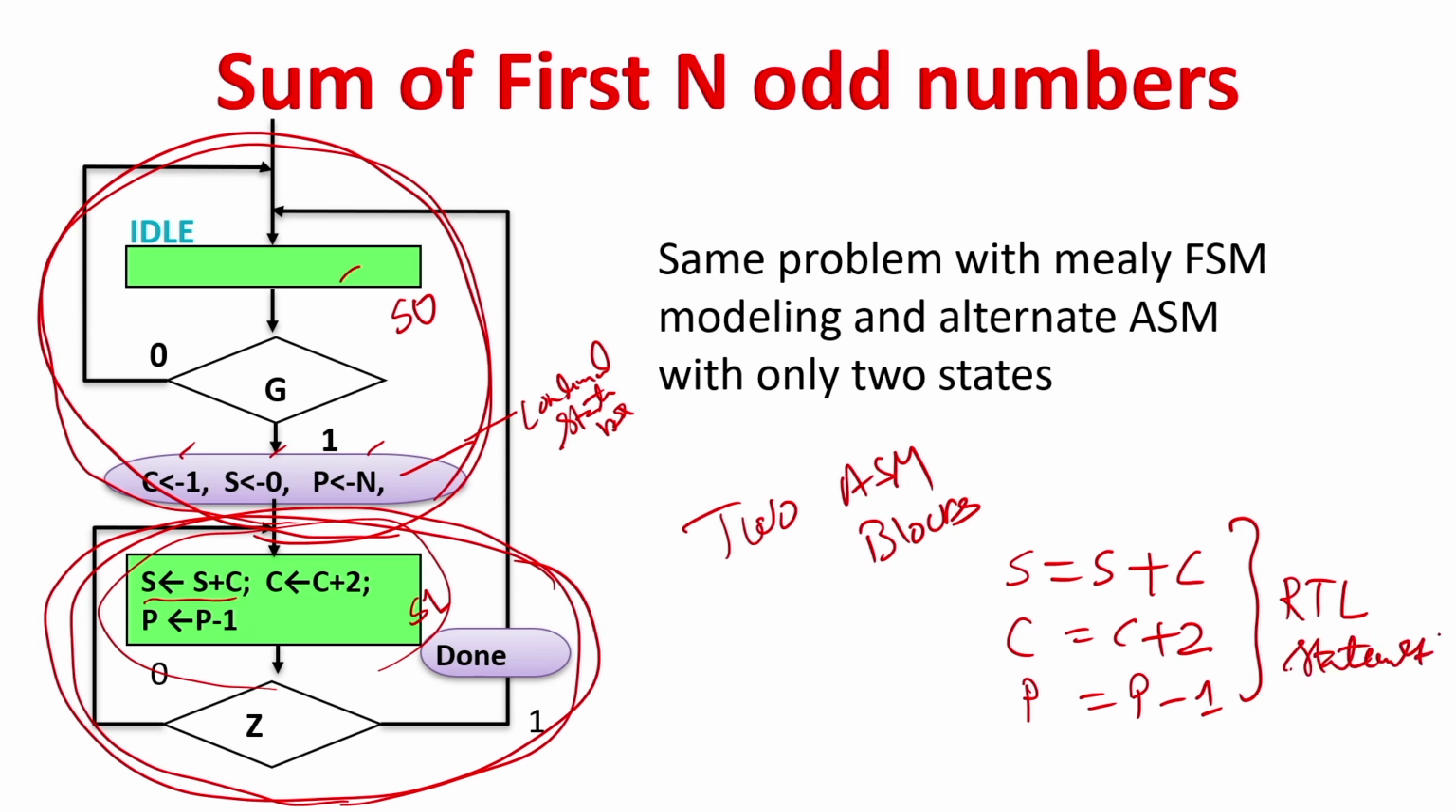From this we can infer what our data path should be. Clearly we are doing 2 additions and 1 subtraction. So, crudely we can say 2 adders and 1 decrementer, or a counter with decrement operation, is more than enough.